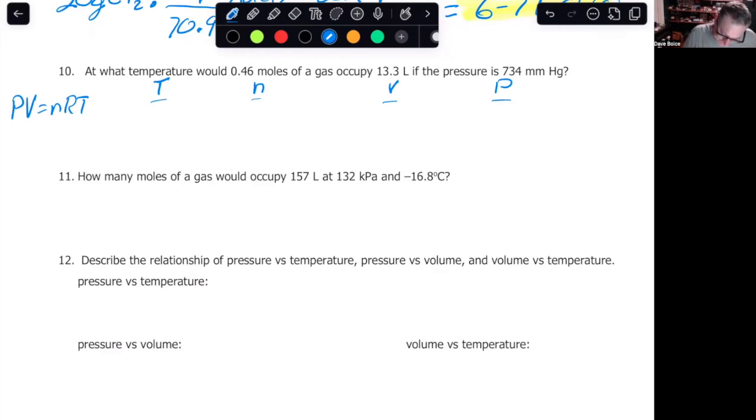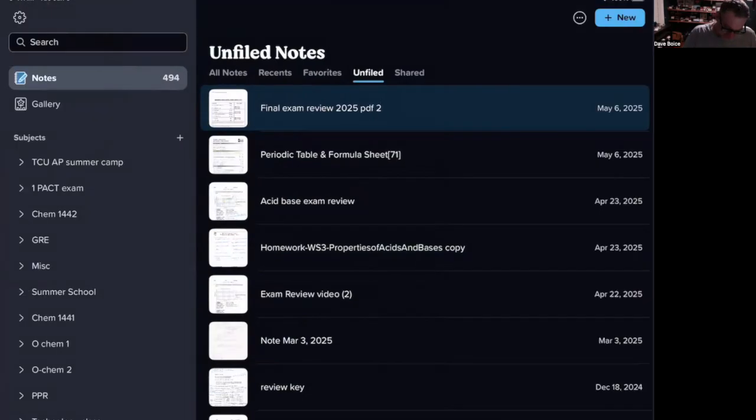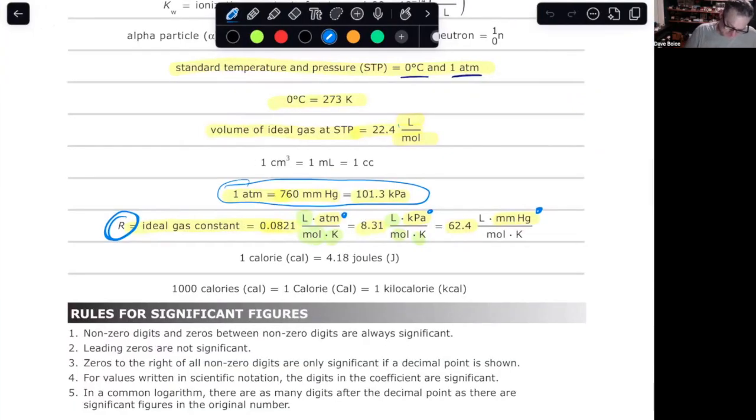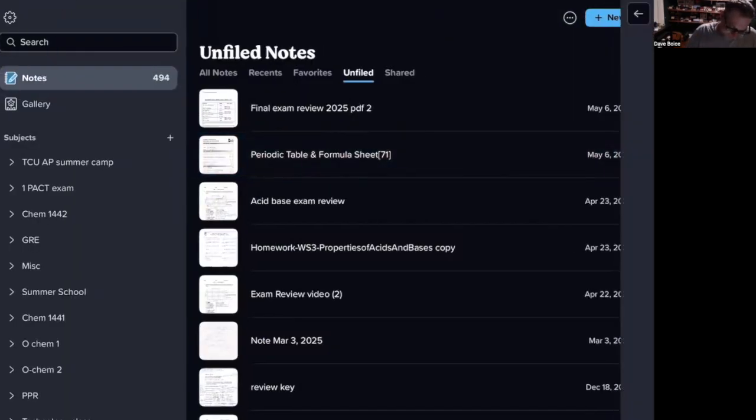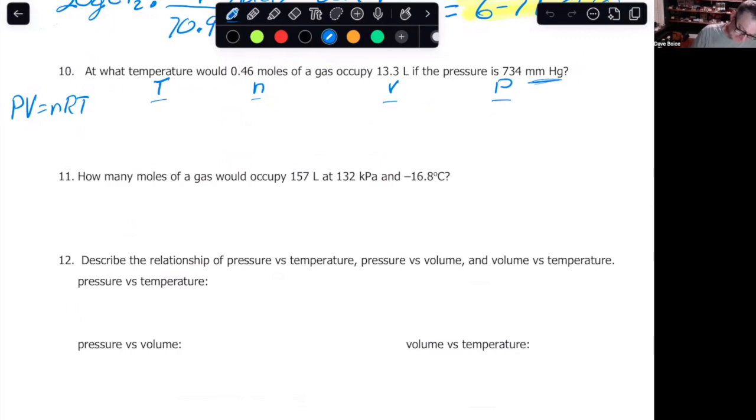And let's see here, we're in mmHg. That's very important. So I want to find my R constant for mmHg. And here that is right here. And that's 62.4. So it's very important that I use that constant as my R. Okay, now what I want to solve for is temperature. And so let's just rewrite this. Okay, I want to solve for temperature.